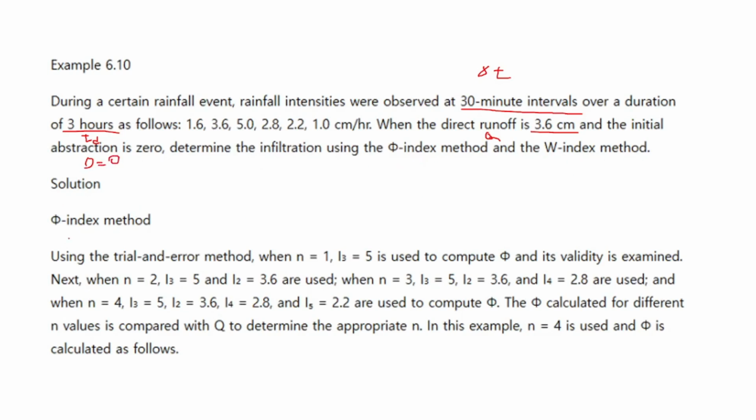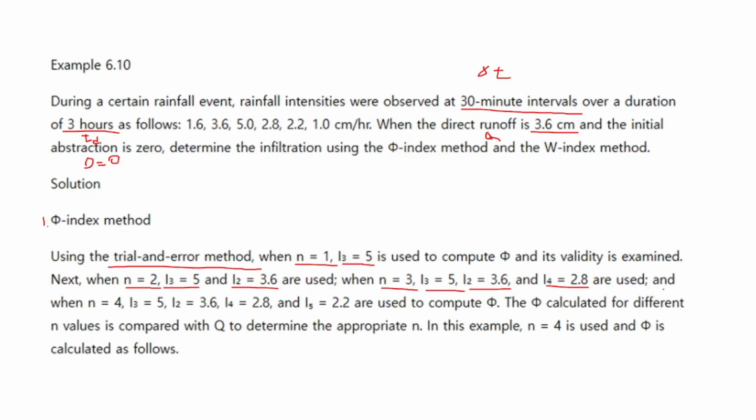Solution. First, the phi index method using the trial and error method. When n equals 1, I sub 3 equals 5 is used to compute phi and its validity is examined. Next, when n equals 2, intensity equals 5 and intensity equals 3.6 are used. When n equals 3, intensity equals 5, intensity equals 3.6, and intensity 2.8 are used.